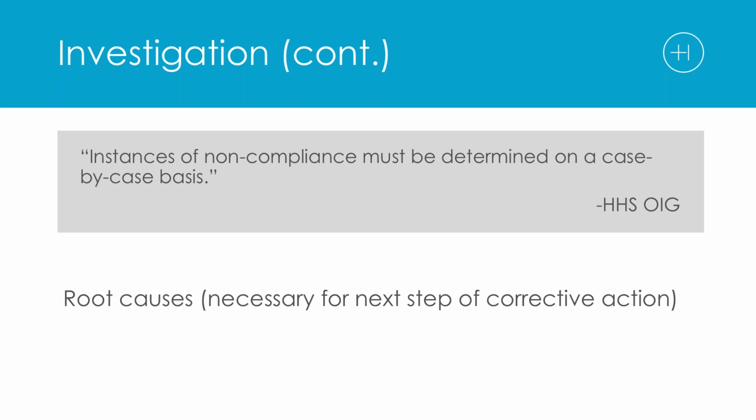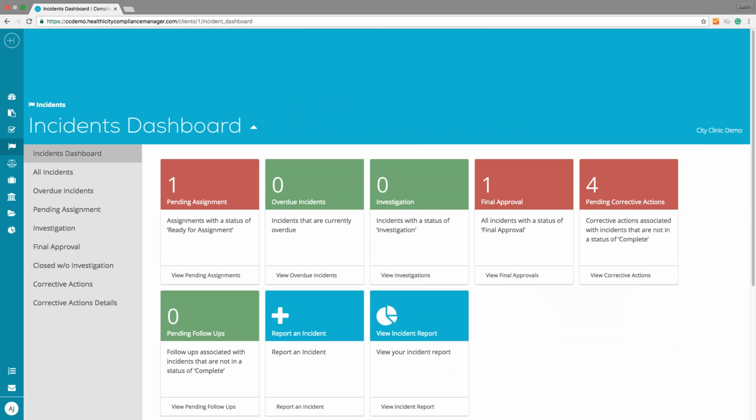Another very important part of investigation is that you're identifying root causes. And this is necessary for the next step, or our third area, which is corrective action. So as an investigator is interviewing people or running reports or doing some sort of audit or investigation, and they identify root causes, it's important that you document those root causes, because they often lead very seamlessly into the corrective action itself.